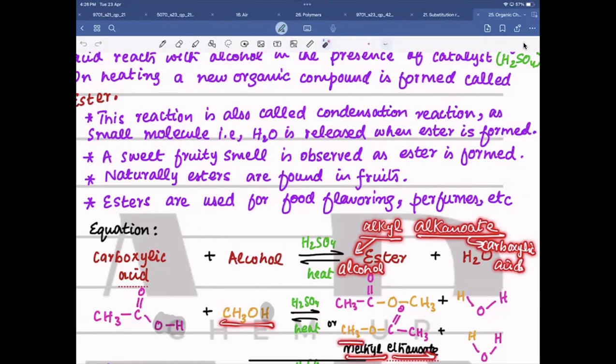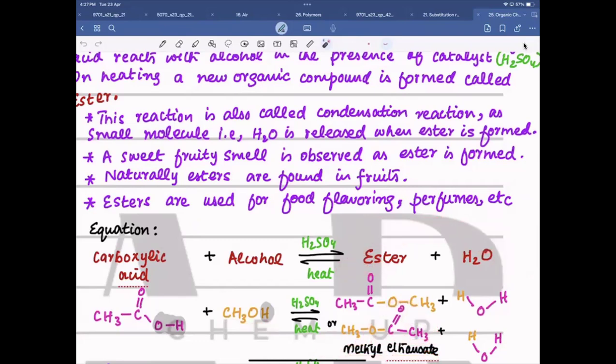So see, it's only one carbon, so that's why we are calling it methyl. And isn't it the same alkanoate naming that we have seen in the previous partial dissociation equations of the acid? So that's why it's called ethanoate. Is this clear now? Yes, sir.